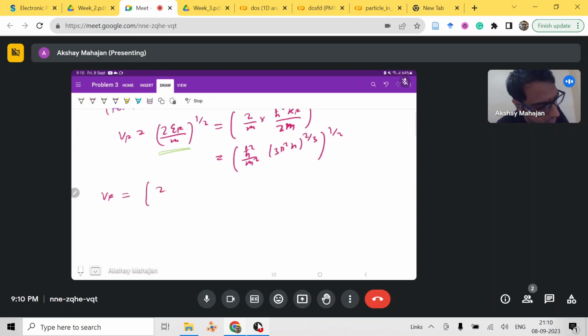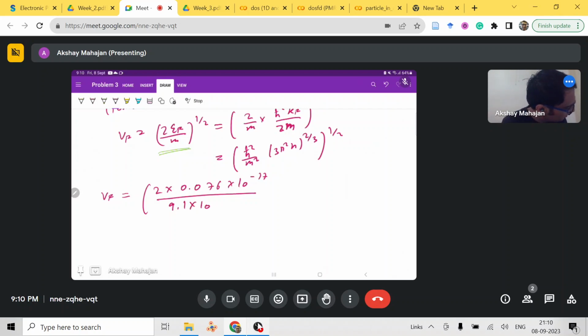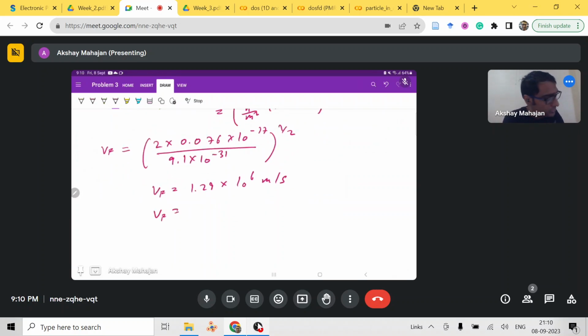So we just again have to put the values in SI unit: epsilon F, 0.76 into 10 to the power minus 17 joule that we got, divided by the mass in SI unit, 9.1 into 10 to the power minus 31 kg, to the power 1 by 2. If you calculate it, you will get the velocity in meter per second, which is 1.29 into 10 to the power 6 meter per second. To compare it with the lecture notes, we can convert it: 1.29 into 10 to the power 8 centimeter per second, since 1 meter equals 100 centimeter.